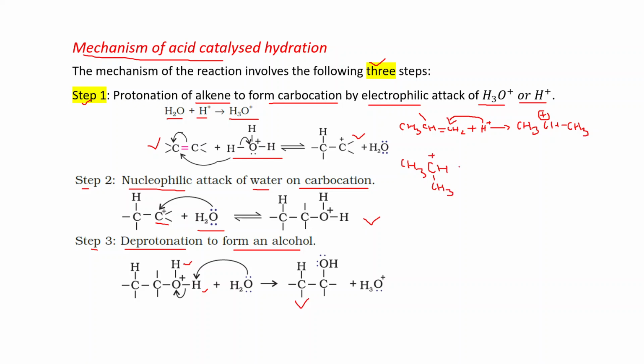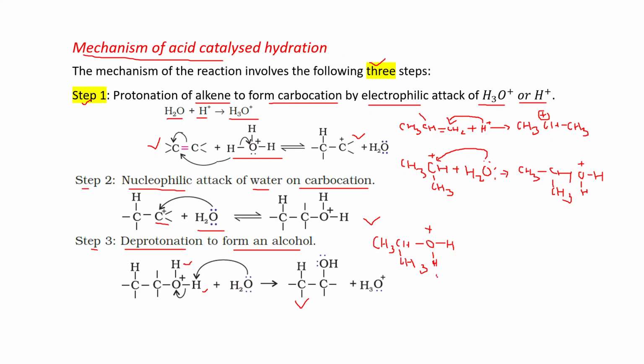Okay, and now in the second step, this secondary carbocation, this is positive charge, okay, and water will attack this carbocation. This oxygen will attack this carbon and we will get CH3, CH, CH3 and this is O, this is H and this H. Now this oxygen gets the positive charge. And in the third step, this protonated alcohol CH3, CH, CH3, this is O, this is H, this is H, okay, and there is a positive charge on this oxygen.